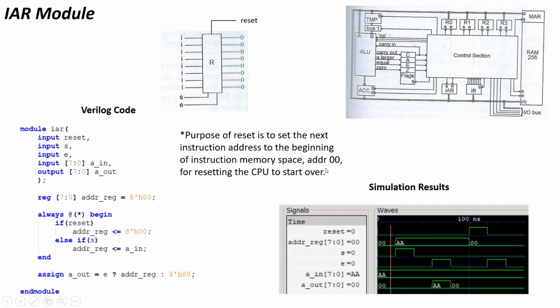Here's the IAR module. Now this is a register, but it also has a reset that I added to it for the purpose of keeping it at address 0, which is the start of our address space for instructions. The reset also holds the stepper at step 1. So when you put it at reset, you're essentially putting the CPU to start over. And you can see how in the simulation, everything's working correctly.